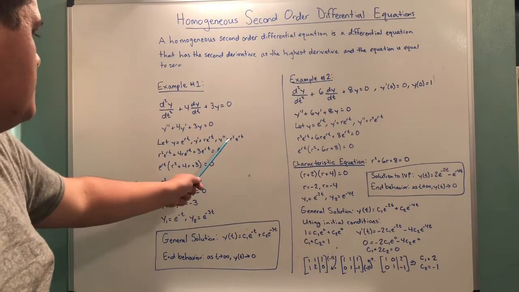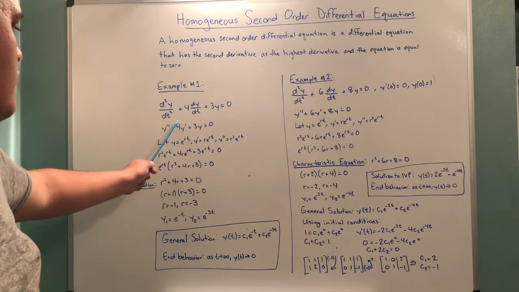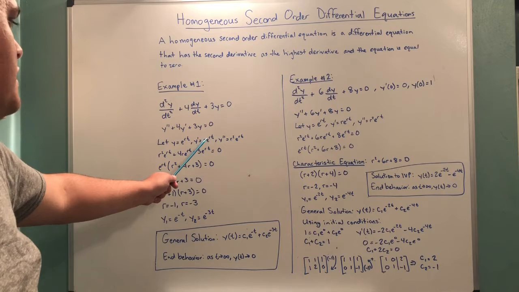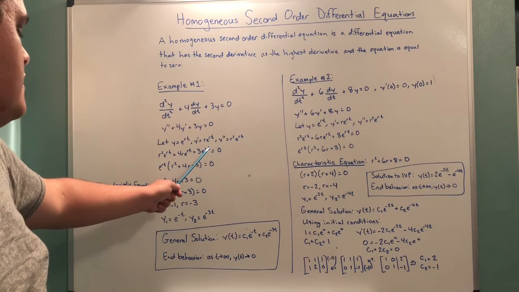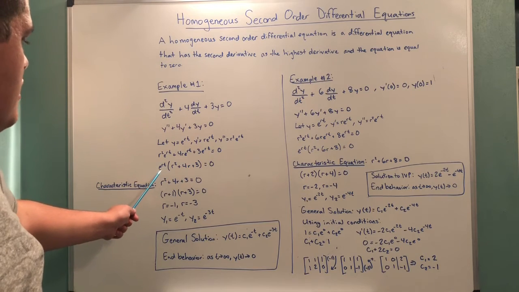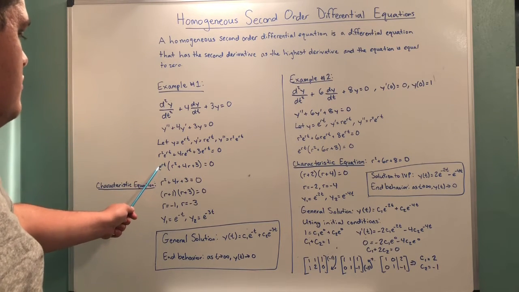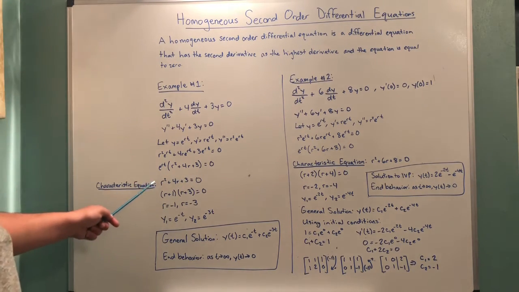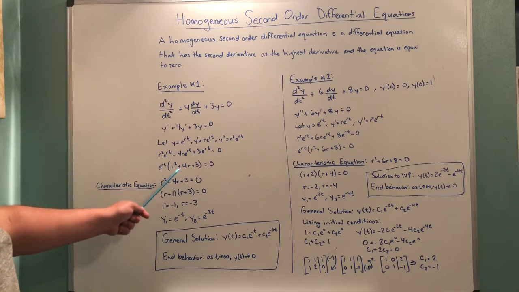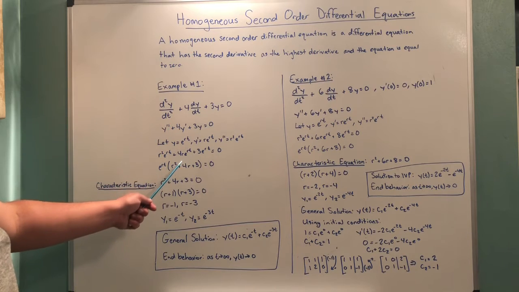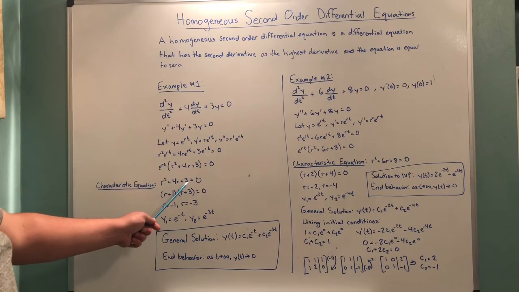So y double prime, we take r squared e to the rt, plus 4 times y prime, which is r e to the rt, plus 3y, which is 3e to the rt. We find that they all share e to the rt, and this comes out. This is often known as the characteristic equation, just the powers of what e could be. So r squared plus 4r plus 3 is equal to 0.